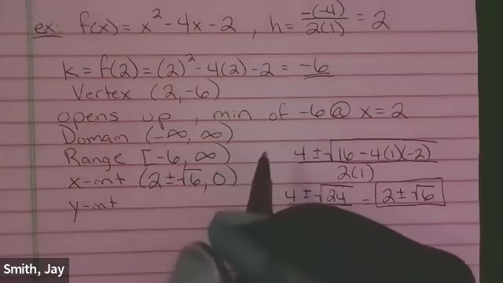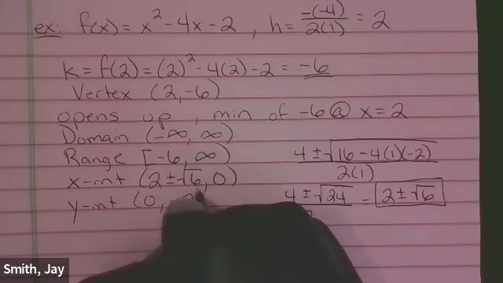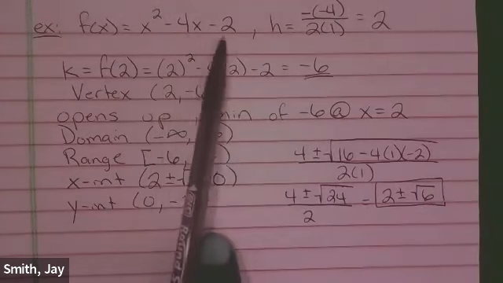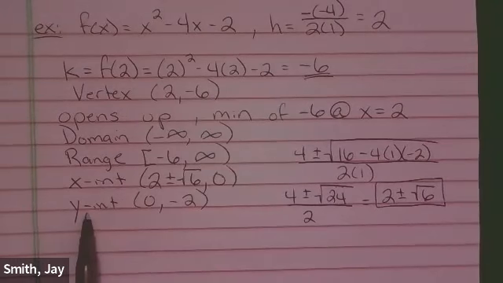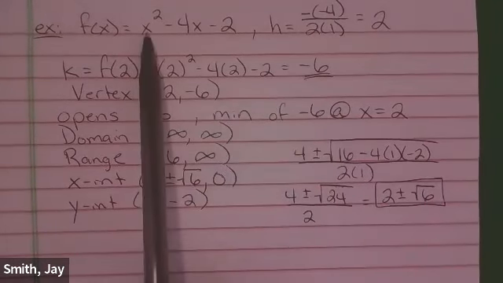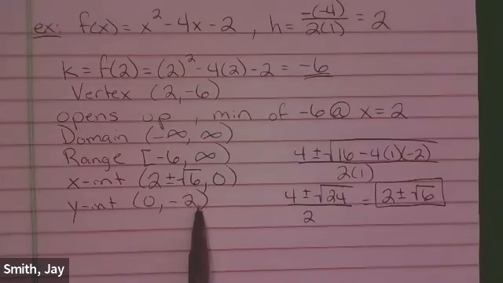For the y-intercept, that's going to be 0 and -2. The y-intercept is much easier to solve, especially if it's given to us in standard form. So here we have x squared minus 4x minus 2. Y-intercept implies that x is equal to 0. So we have 0 squared minus 4 times 0, or 0 minus 0 minus 2. So our y-intercept is -2.